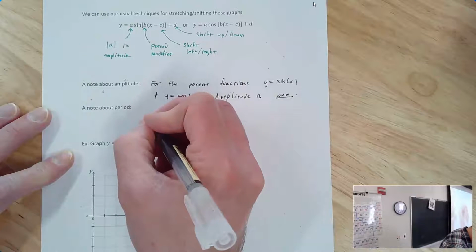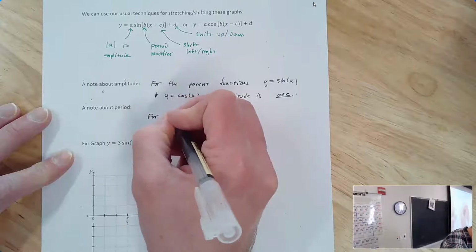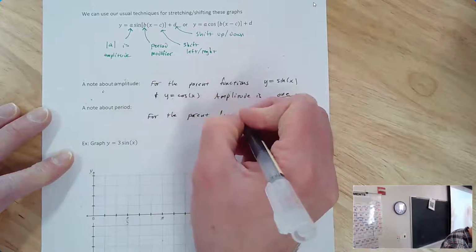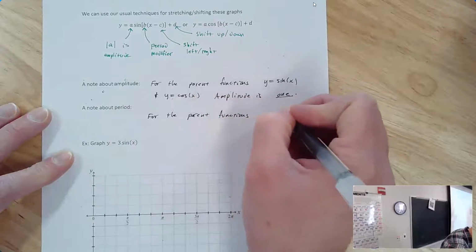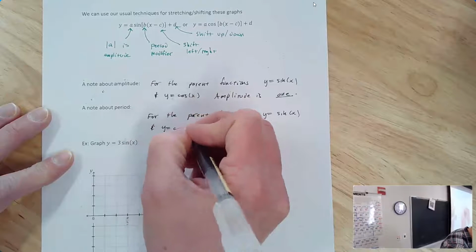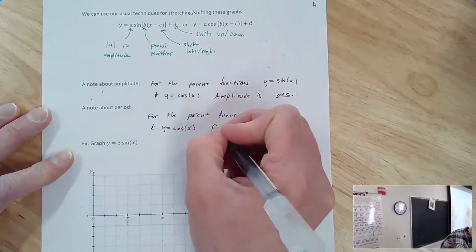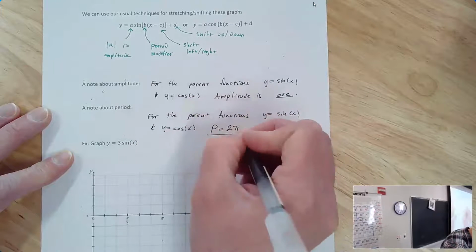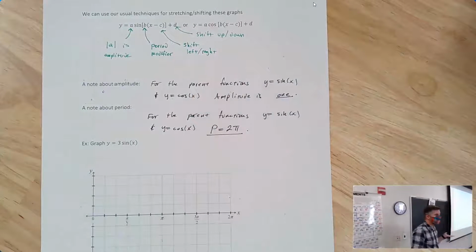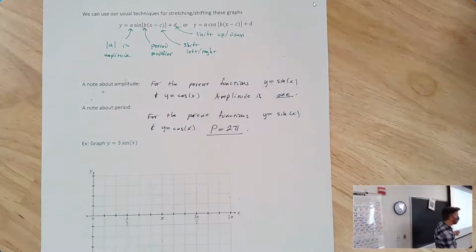And again, for the parent functions y equals sine of x and y equals cosine of x, the period is 2 pi. The reason is that after you've gone one full revolution around the circle, you just start getting the same trig values again and again. They're just going to repeat.